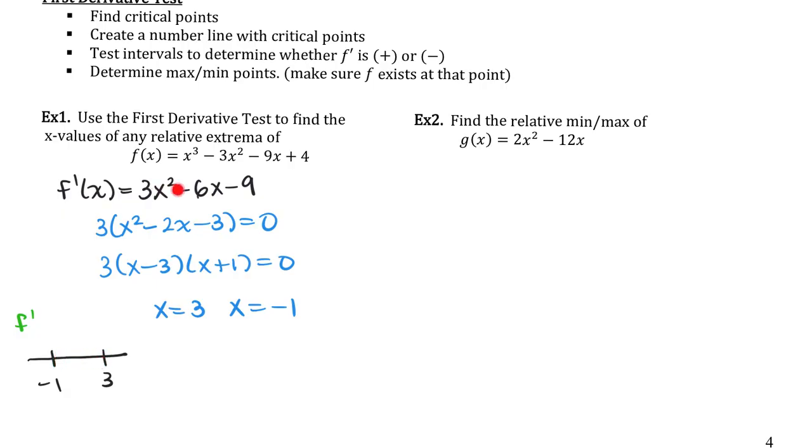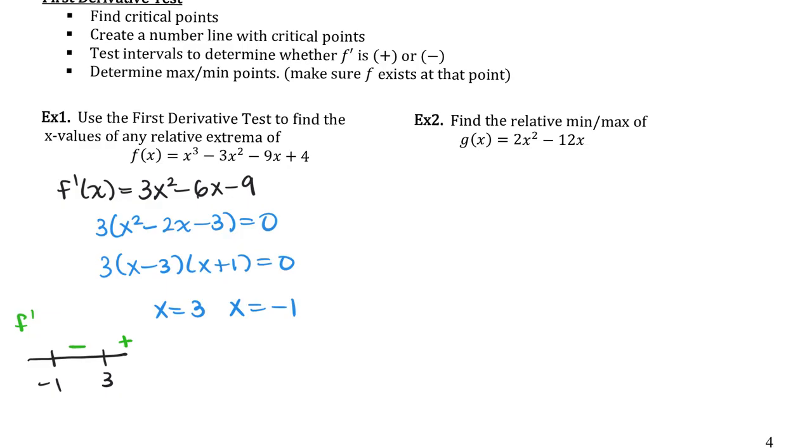You can plug it in this or this. I guess if it's 0, I could plug it in here. 0 minus 9 is negative. So between negative 1 and 3, f prime is negative. Okay, let's plug in a number higher than 3, and I'm going in an order that's easy for me. So maybe like 5. I'm going to plug it in the factored function. This is positive, 3 times 5 minus 3 is positive. 5 plus 1 is positive. So if I do 3 times positive, I'm going to get a positive value. And I don't need the actual value. I just need to know if it's positive or negative.